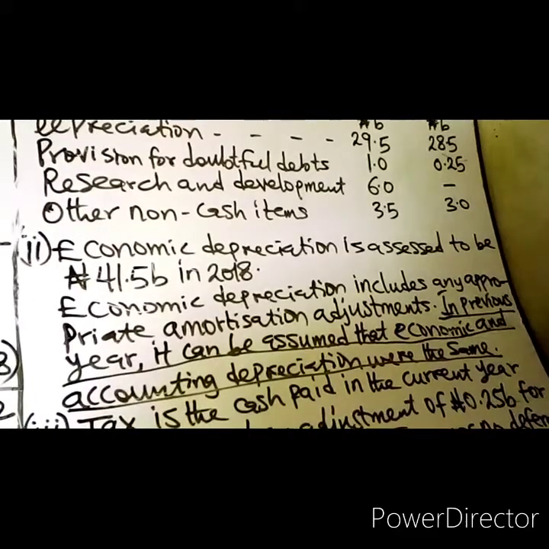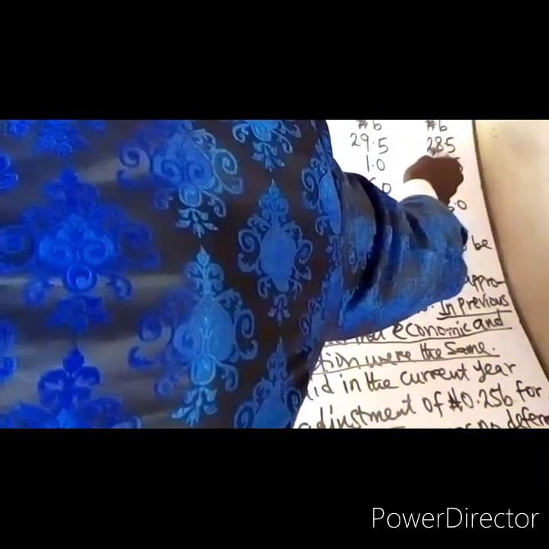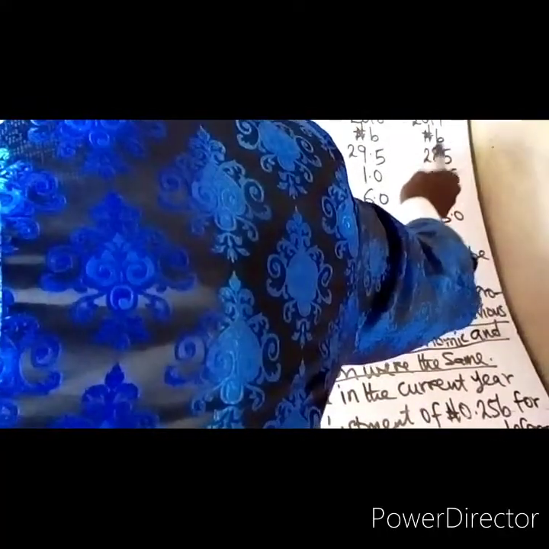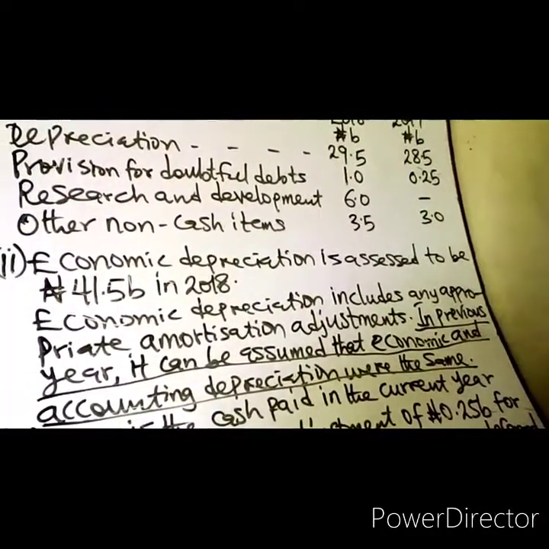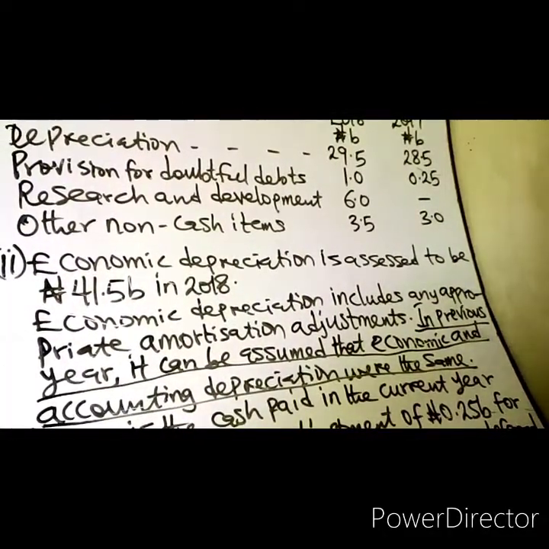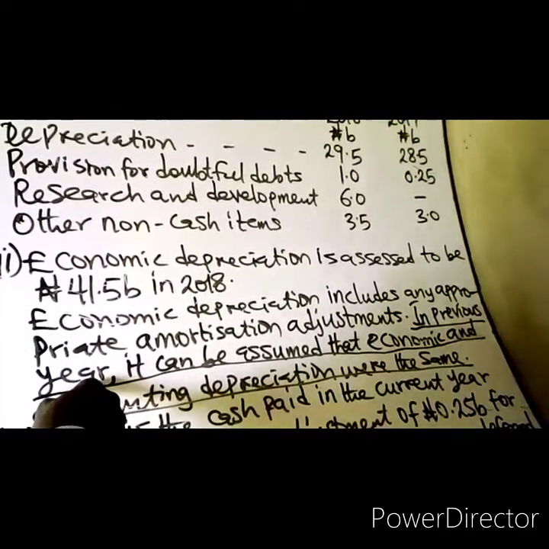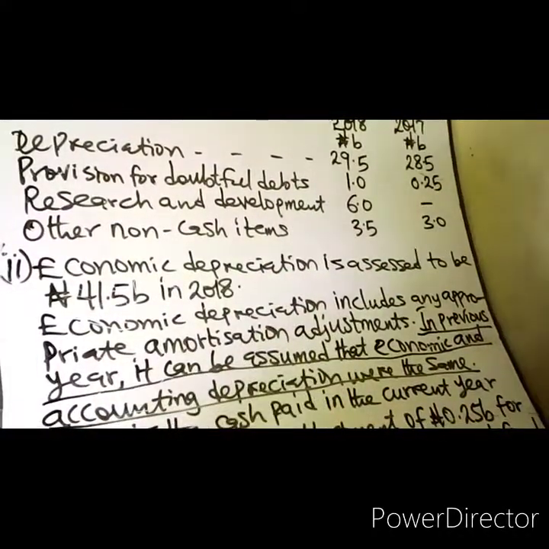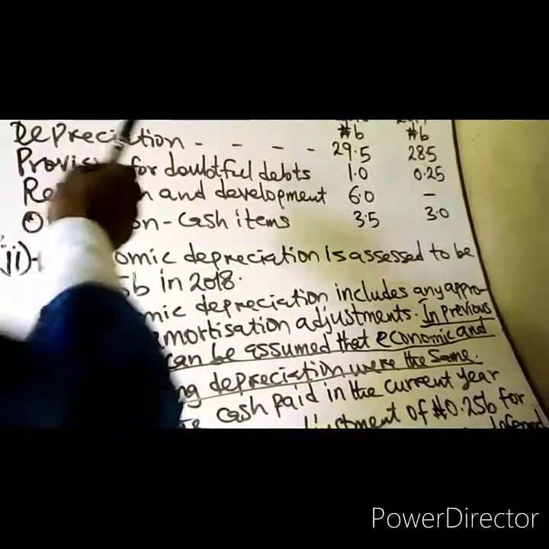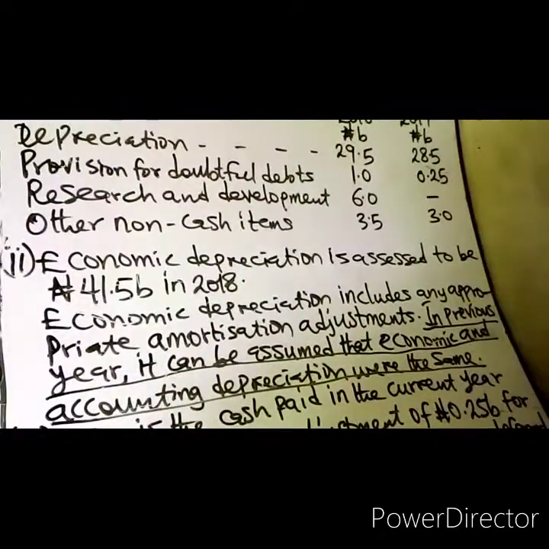But where it is not the same, this will be added as accounting depreciation for 2017, while economic depreciation for 2017 will then be subtracted. So we are going to ignore the depreciation because you were told that in the previous year, which is 2017, it can be assumed that the economic and accounting depreciation were the same. So we ignore the depreciation for 2017. Now, provision for doubtful debts.